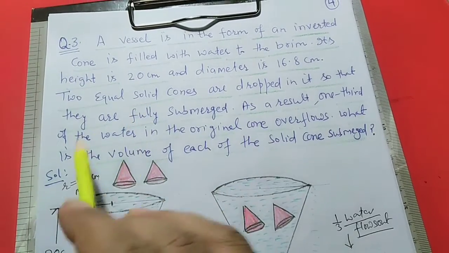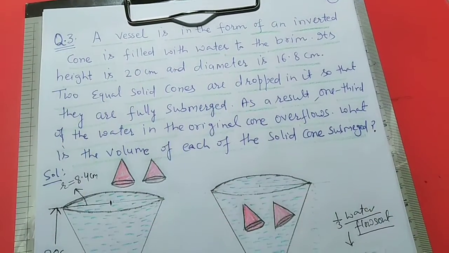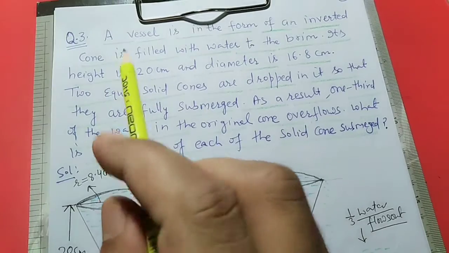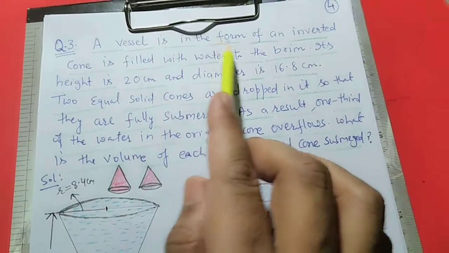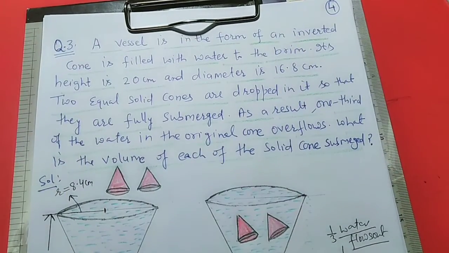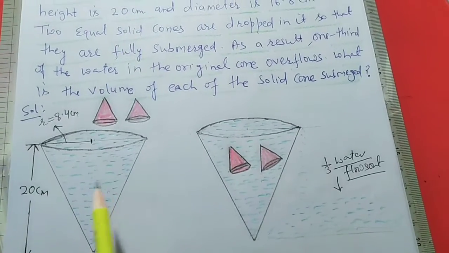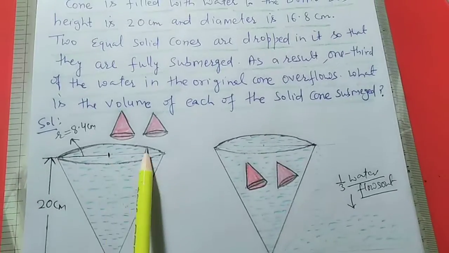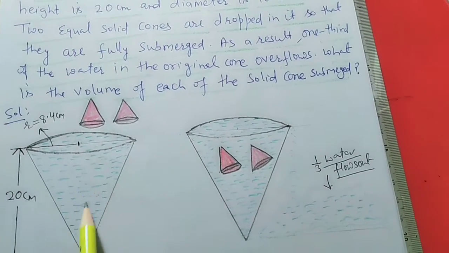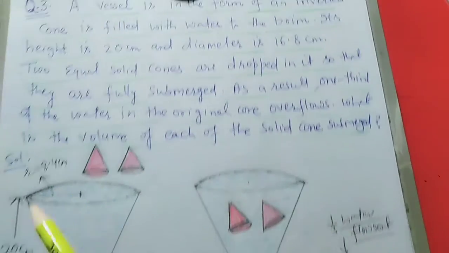Many times I have seen this question in the board exam. So what is the situation in this question? Please listen carefully. A vessel is in the form of an inverted cone. This is the vessel shown. Now it is filled with water to the brim. So this is completely filled with the water up to the brim.